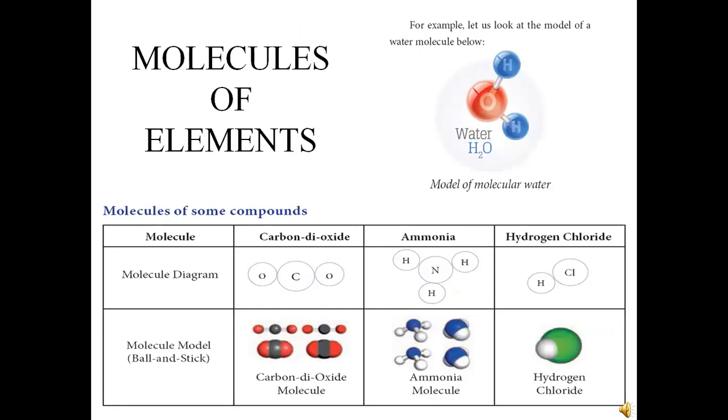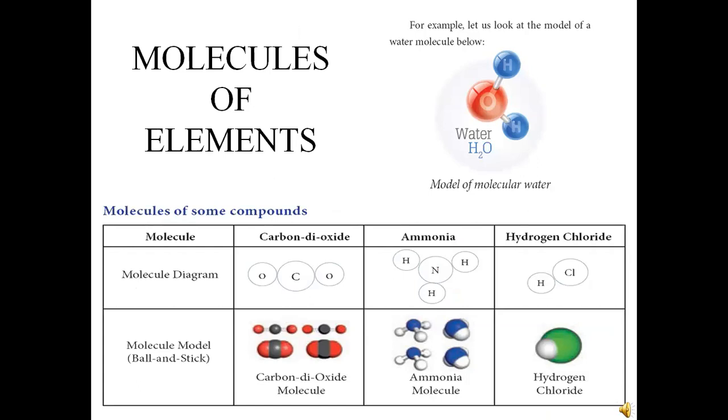Next, model of a water molecule. Here, already we know that the molecular formula of water is H2O, two hydrogen and one oxygen. The red color ball denotes oxygen and the blue color balls are two hydrogen. H2O is a combined molecule.